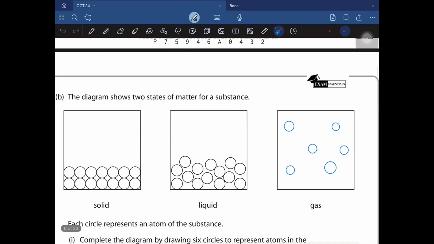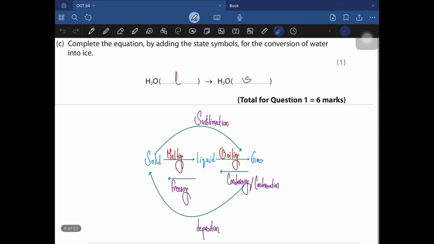Before we get to this question, let's teach you something. Whenever we convert a solid into a liquid, the process is called melting. From liquid to gas, the process is boiling or evaporation. From gas to liquid, it is condensation or condensing. From liquid to solid, it is freezing. From solid to gas, it is sublimation. And from gas to solid, it is deposition.